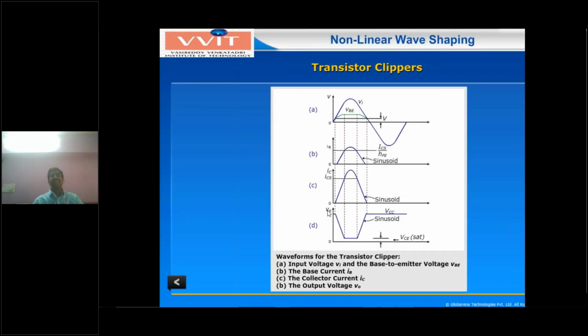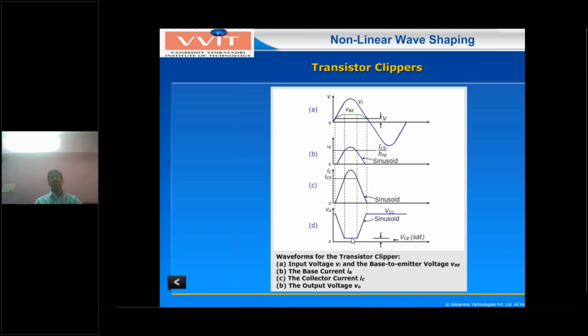Next, coming to another example for transistor clipping circuits, we use a sinusoidal input waveform. Then we look at the base emitter voltage VBE, and similarly the base current and collector current, and the output voltage variation with respect to the transistor. Here I want to see the output waveform. Whenever the input is at the positive peak, greater than V gamma or VBE, the transistor will be on.